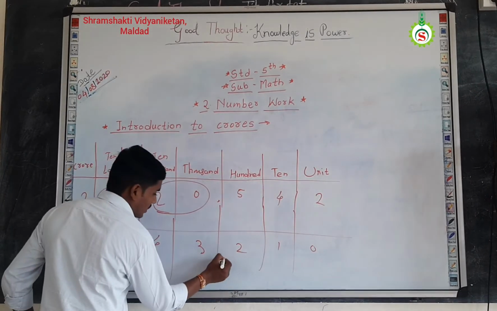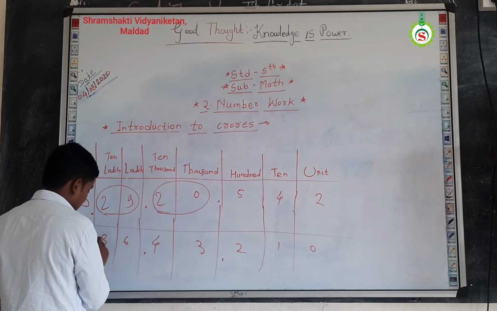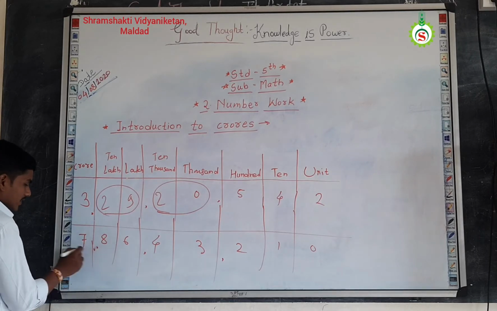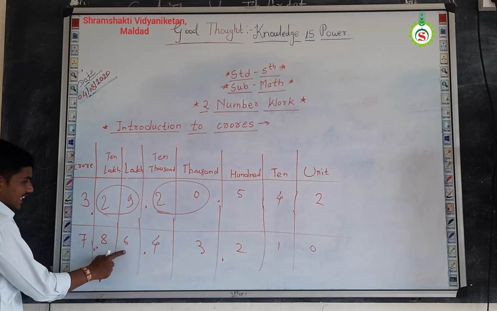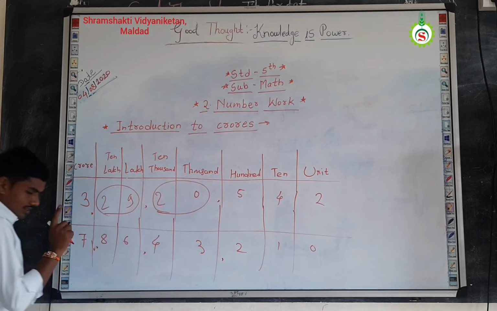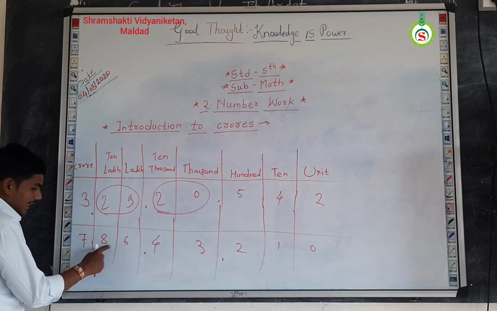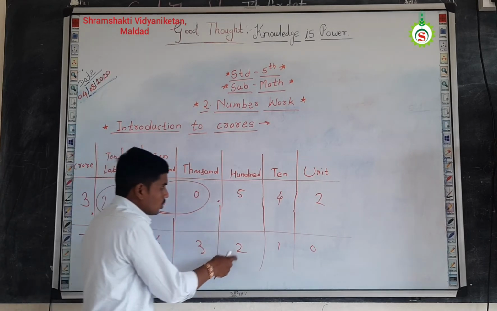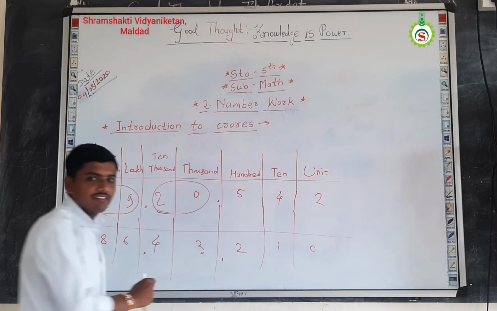Now I will give you the commas. After the thousand, after the hundred, then ten thousand, then ten lakh, and after the ten lakh there will be the crores. So 7 crores, 86 lakh, 43,000. Listen, read once again. 7 crore, 86 lakh, 43,210 is the given number.